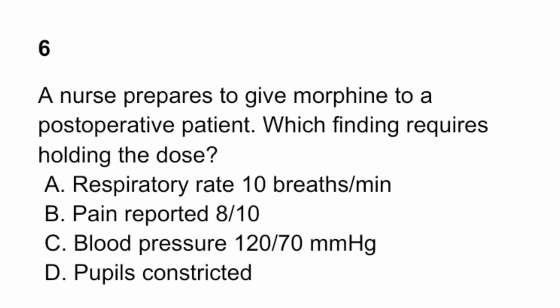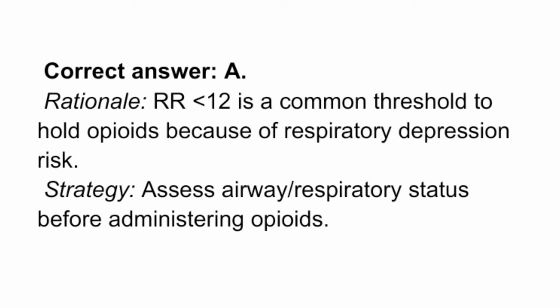6. A nurse prepares to give morphine to a postoperative patient. Which finding requires holding the dose? A. Respiratory rate 10 breaths/min. B. Pain reported 8 out of 10. C. Blood pressure 120/70 mmHg. D. Pupils constricted. Correct answer, A. Rationale: RR less than 12 is a common threshold to hold opioids because of respiratory depression risk. Strategy: assess airway/respiratory status before administering opioids.